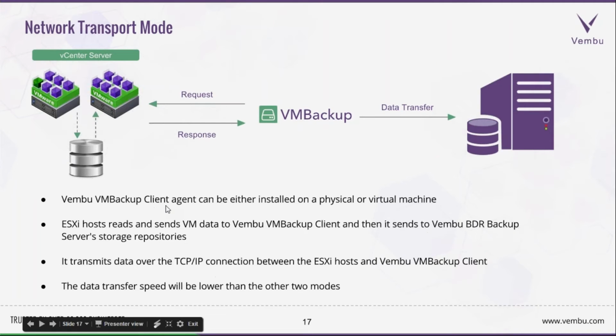And the network transport mode is where the agent can be installed anywhere, inside a VM or inside a physical machine, and it will read and send the data to the Vembu BDR server using a TCP/IP connection. Compared to the other two methods, this method is a little bit slower, and it's a kind of legacy transport mode used in VMware backups.